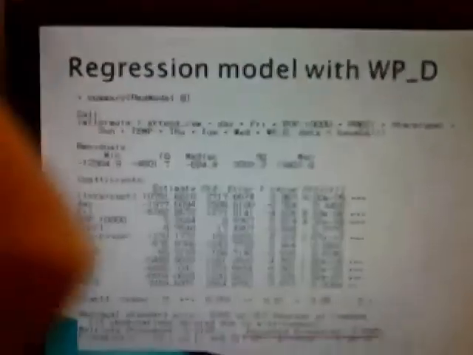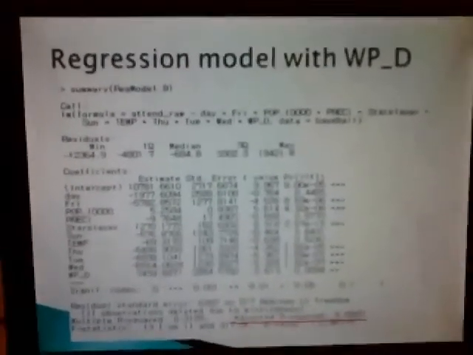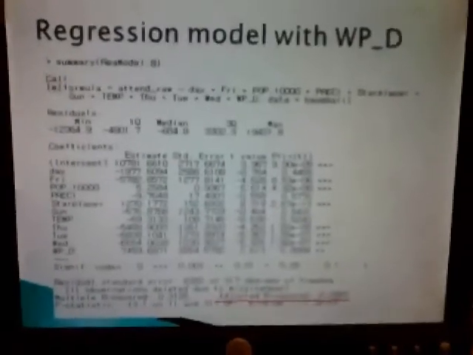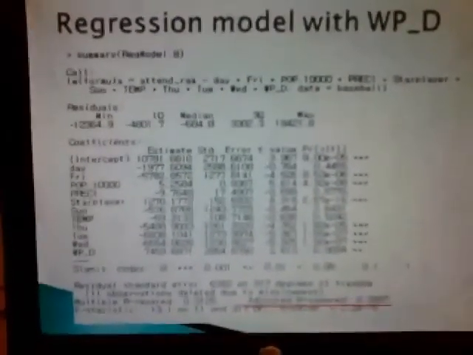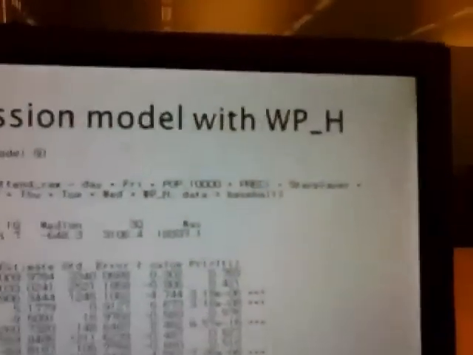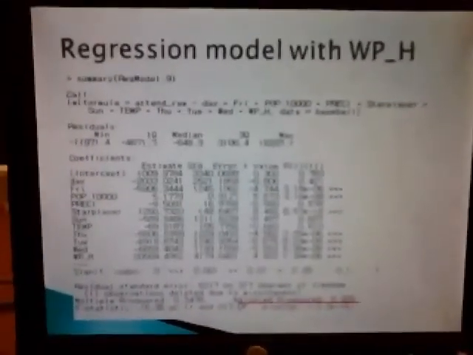From our last PPT, we found that WPD and WPH have a very close relationship, so we want to choose one of them, and we use a regression model to choose. First we choose WPD, and from this PPT we can see that the adjusted R square is 0.2827. And next we choose WPH as our parameter, and we can see that the adjusted R square is 0.325.